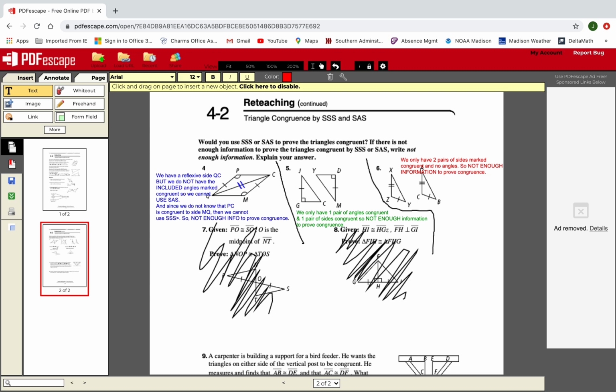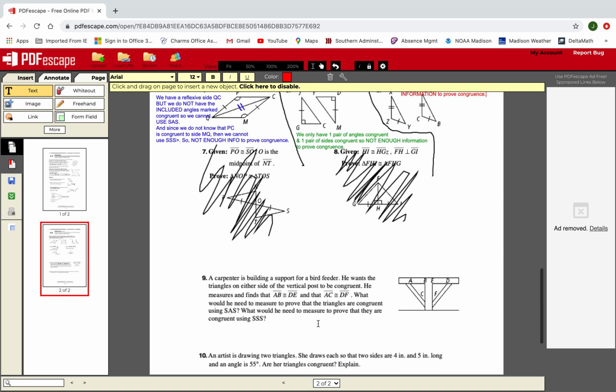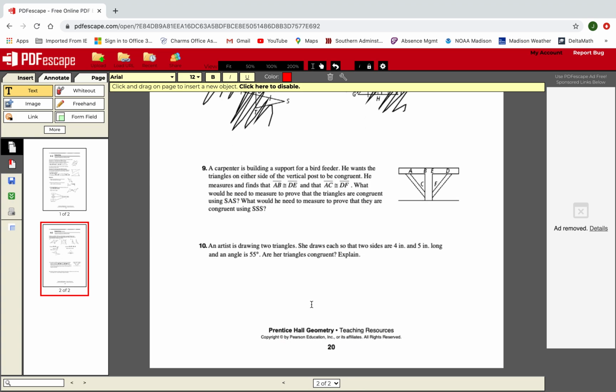Okay, well, it was underwhelming. So looking at 9 and 10 here, let's see what these look like. For my in-person kids, this is not on your notes, but for the virtual kids, these are on the sheets that you're looking at. So 9 says a carpenter is building a support for a bird feeder. He wants the triangles on either side of the vertical post to be congruent. He measures and finds that AB is congruent to DE and AC is congruent to DF.